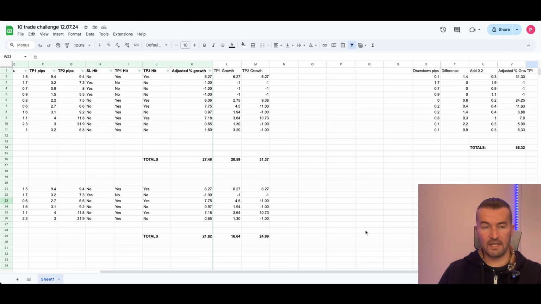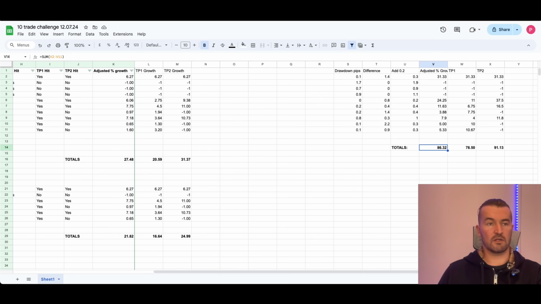Now, before we go any further, I don't want you to get too excited by these figures. These are the maximum that you could get if you could predict the market, which you can't. Unless you have a crystal ball, you're not going to get these figures, but these are the maximums that you can get. So the adjusted growth has increased to 86.5, the TP1 78, and the TP2 91. Now we'd be lucky if we can get half of that.